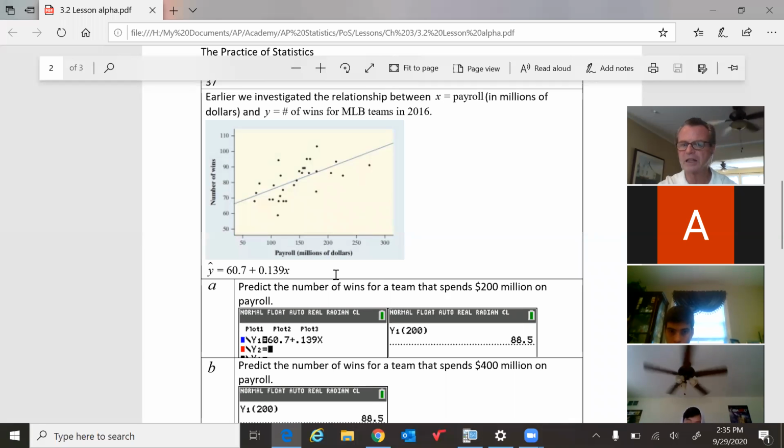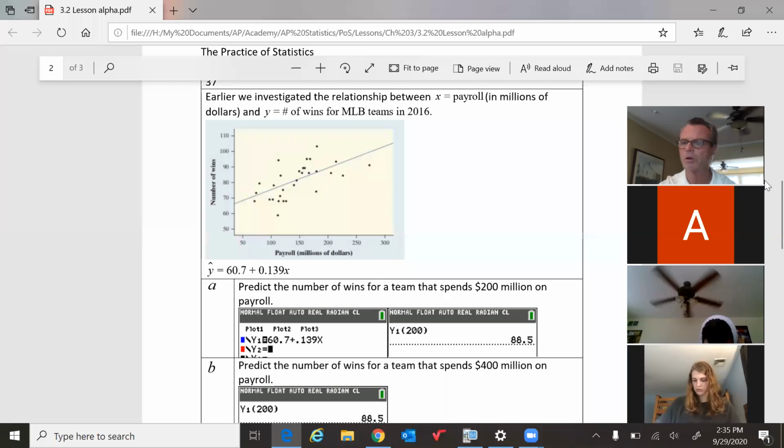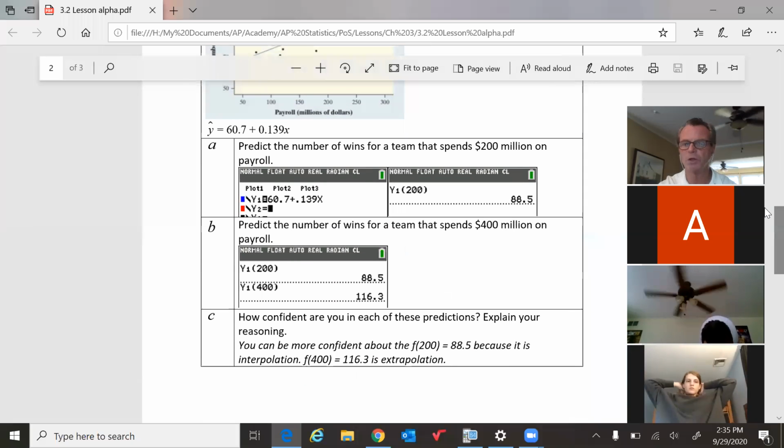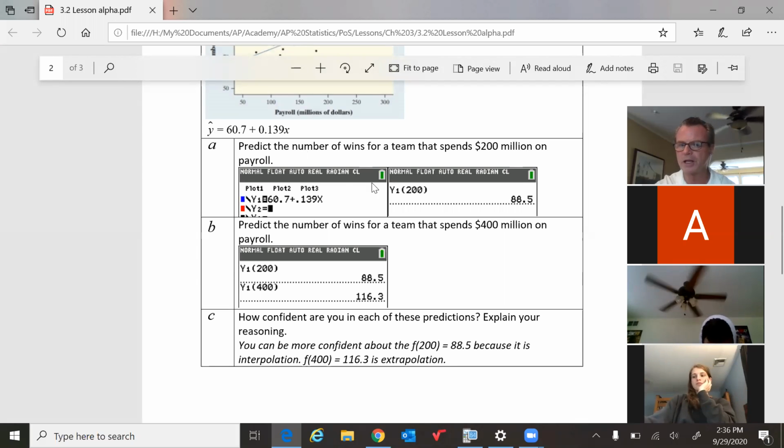So predict the number of wins if the team spends $200 million on the payroll. What do we do? We just put in the line of best fit, which was given. See the hat over the Y? That's telling you it comes from doing regression. So we put 200 as the input, where we put the regression equation in Y1. And you get 88.5.